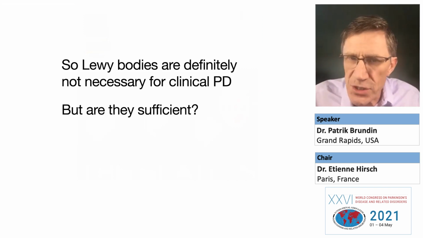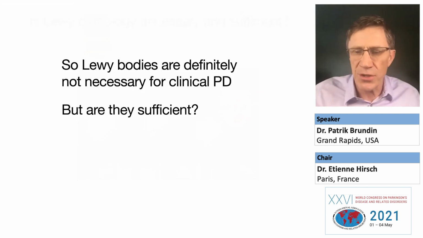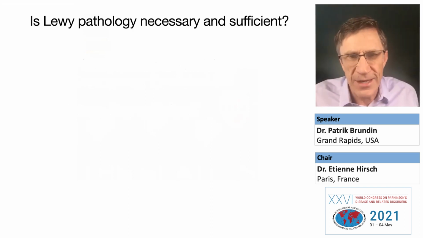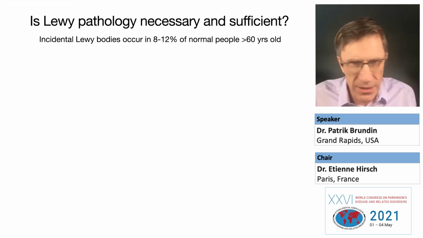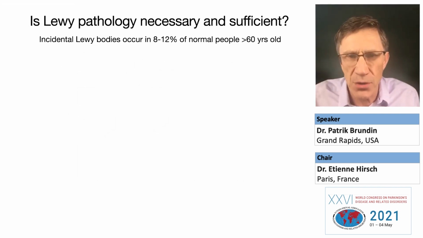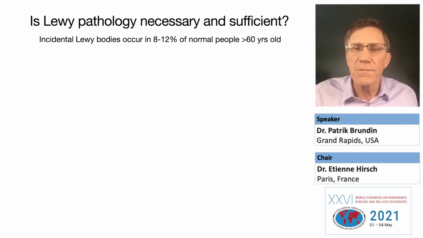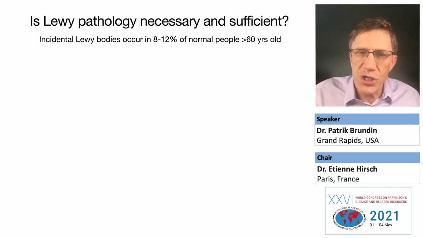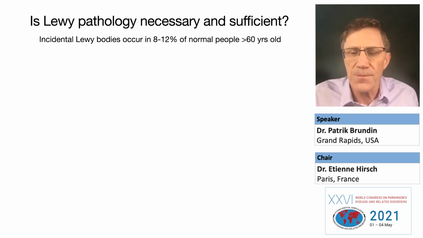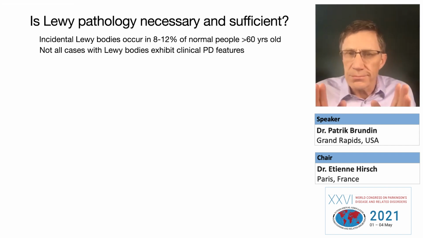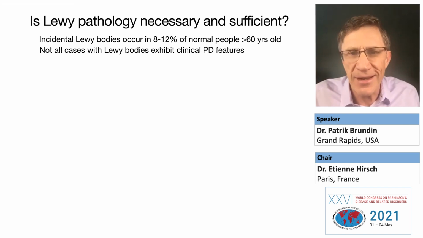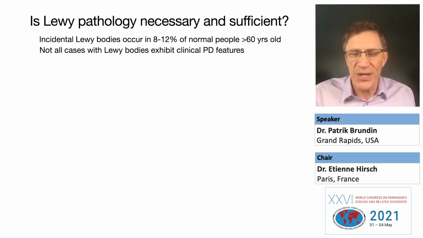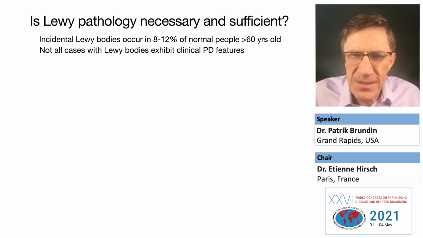But are they sufficient? And that's flipping the question the other way around. Well, I think most of you know incidental Lewy bodies occur in 8 to 12%. There have even been higher numbers in some cohorts, up to 20% of people who are neurologically normal and over 60 years old. So not all cases with Lewy bodies exhibit clinical Parkinson's disease. That's very clear. But that's maybe not the end of the story.